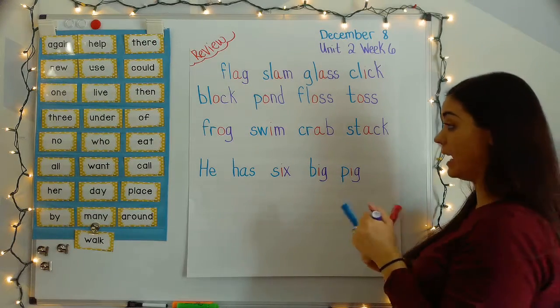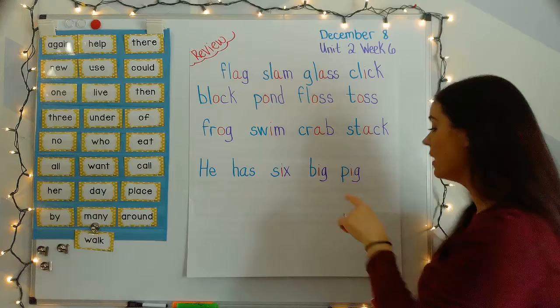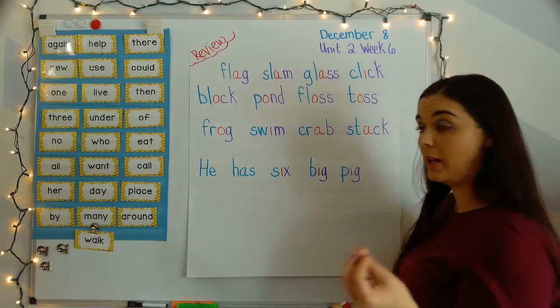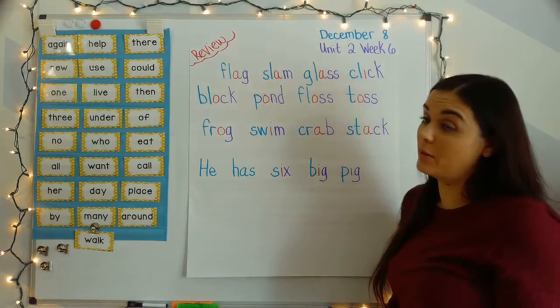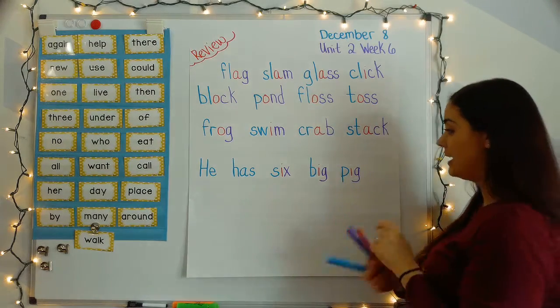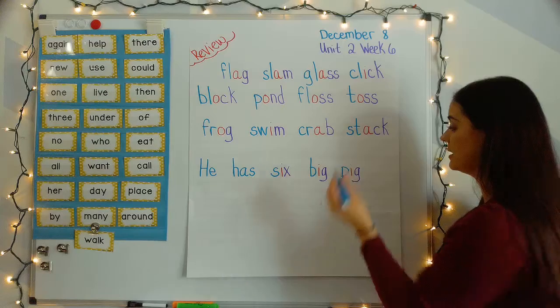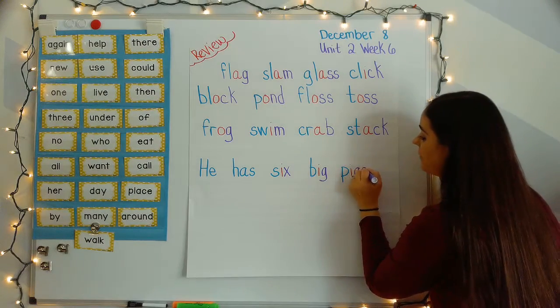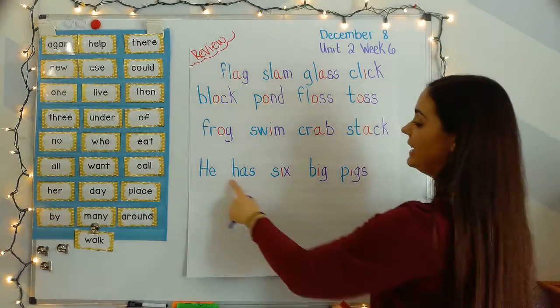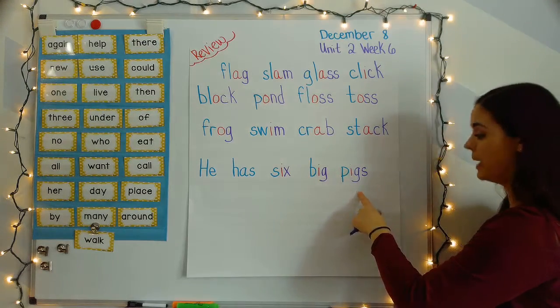That doesn't make sense at all because pig is just one pig. If we're going to talk about more than one pig, we have to add an S. Six is a number bigger than one, so we have to add an S to make this plural, to make it bigger than one, meaning more than one pig. All right, now let's read our sentence. He has six big pigs.